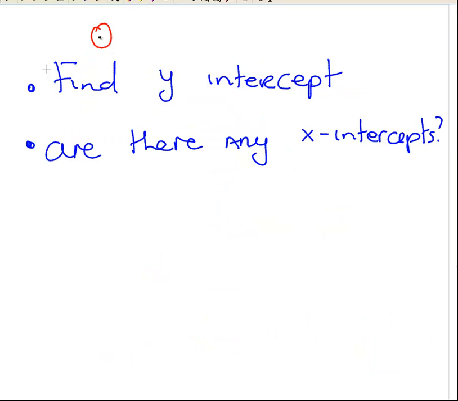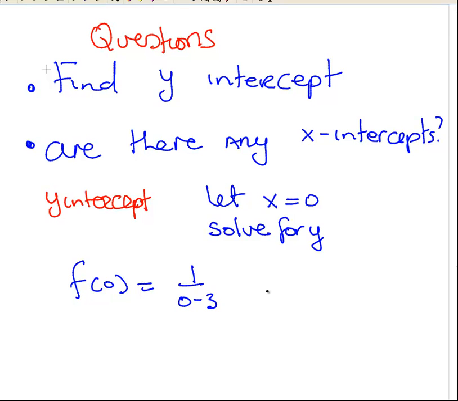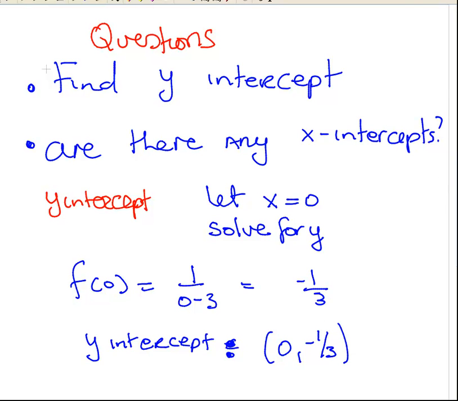Now the first questions we're asked are, in this case, find the y-intercept, and are there any x-intercepts? So first off, let's look at the first one, the y-intercept. Essentially what we do here is let x equal 0 and solve for y. So f of 0 equals 1 over 0 minus 3, that is equal to minus 1/3, so the y-intercept is therefore (0, minus 1/3). So we'll save that one. That's the first of our points we know from this curve.